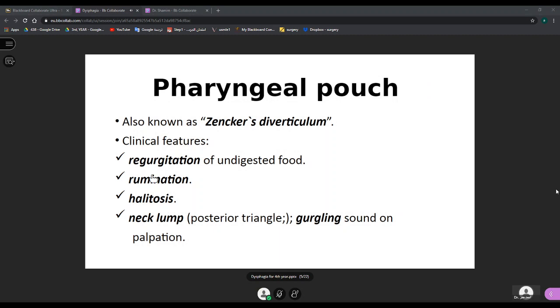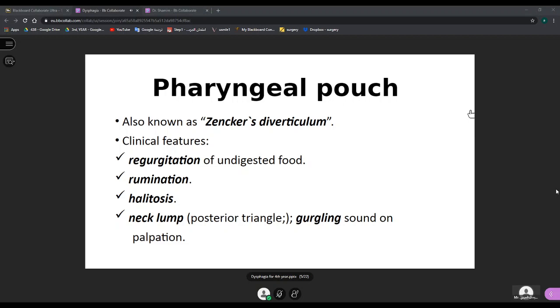Now the second one is rumination. Rumination is a symptom that happens in the setting of a pharyngeal pouch, and it is quite similar to a phenomenon that happens in animals. Animals can regurgitate the meal they ingested a long time after the time of ingestion. What do you call this process in animals? Do you have any idea?